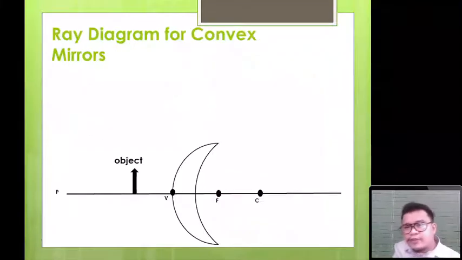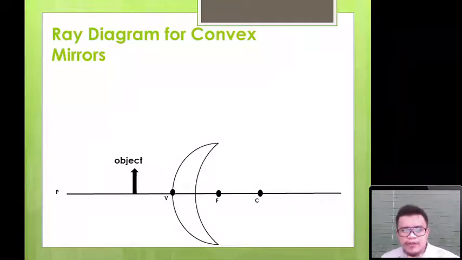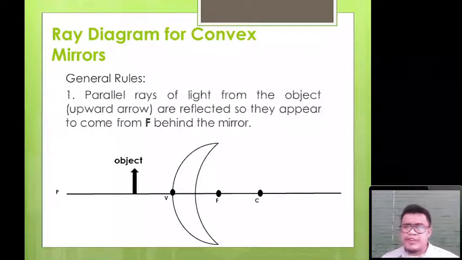Now, let's focus first on the ray diagram for convex mirrors. For convex mirrors, actually the same rules are applied, but it will have a different interpretation when we perform it in our diagram later. So for rule number 1, it's just the same. Parallel rays of light from the object, which is the upward arrow, are reflected, so they appear to come from F behind the mirror.